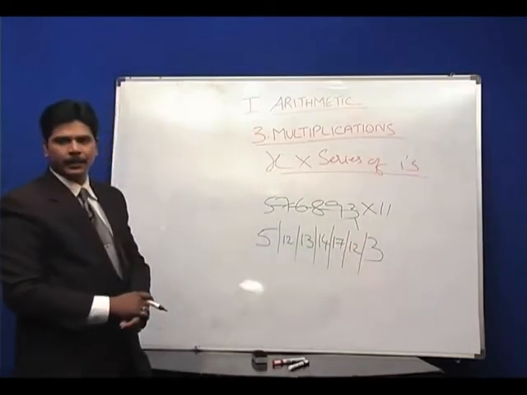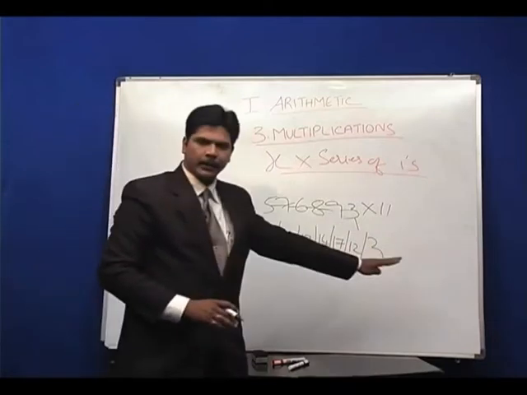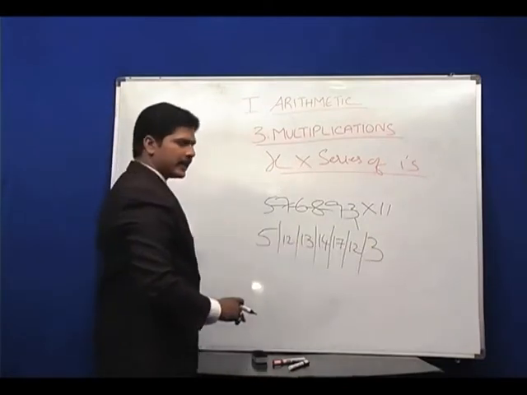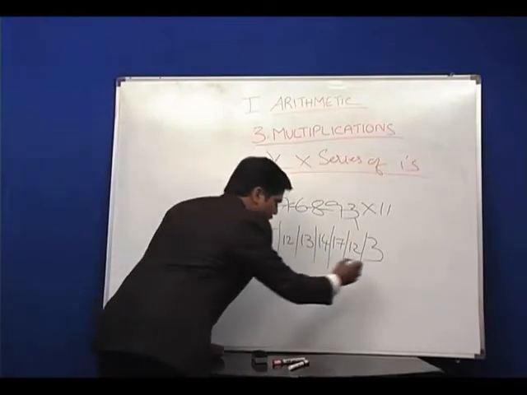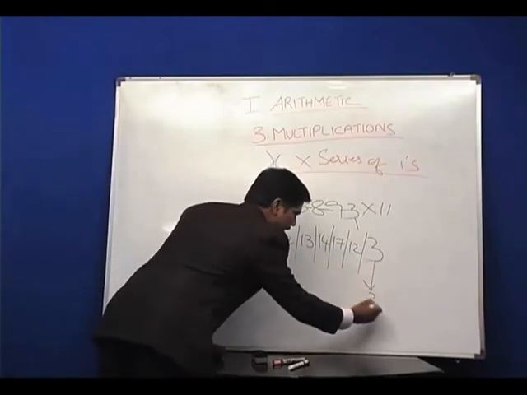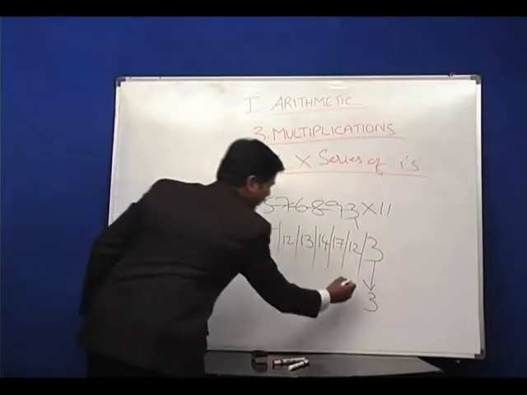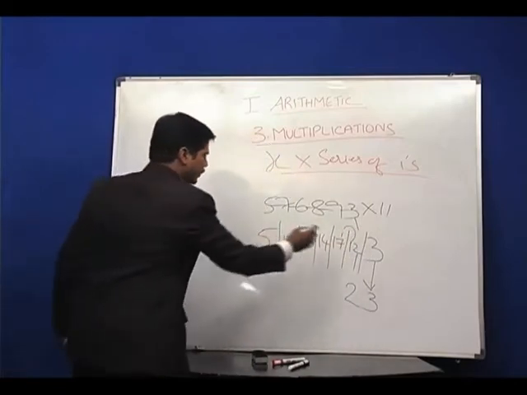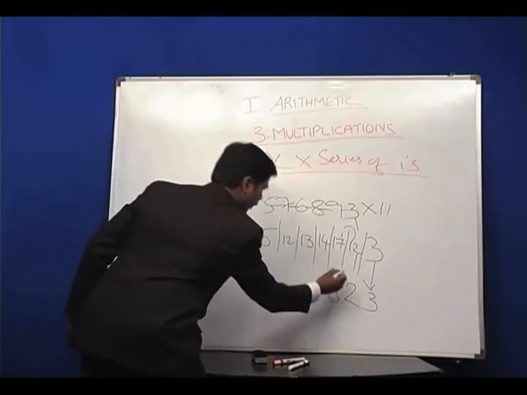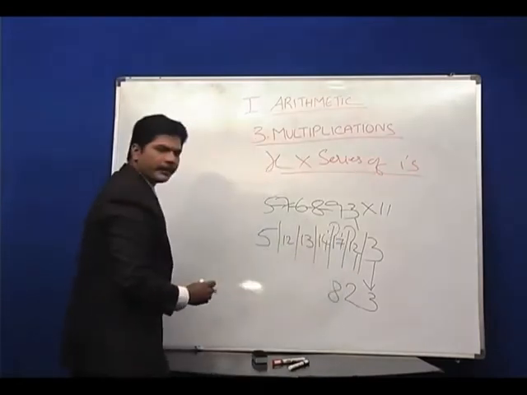Now for the balancing rule. Start from the right. Drop the ones place and carry the tens place. Now check out this. You have only one number in the ones place. That's 3. So drop 3 as it is down. Go to the next place. Drop the 2 and carry the 1. 7 plus 1 is 8. So drop 8 and carry 1.